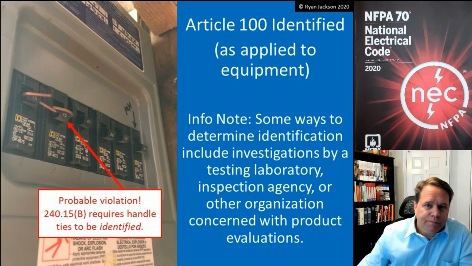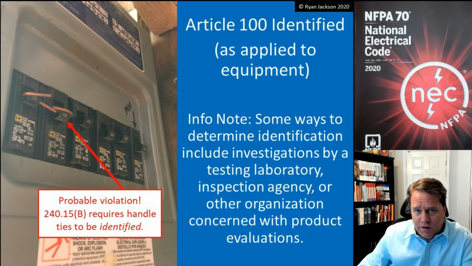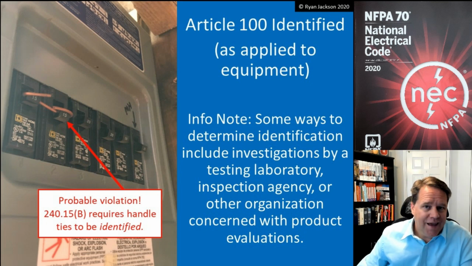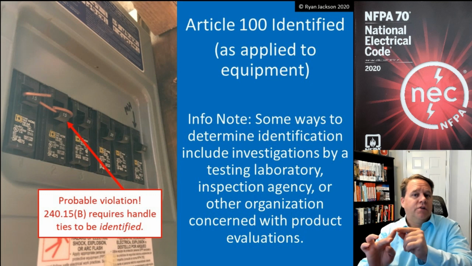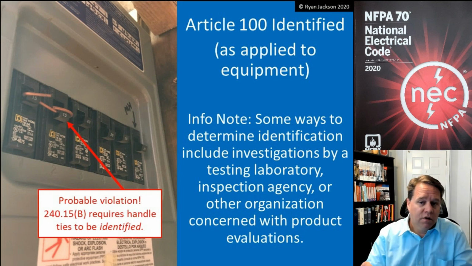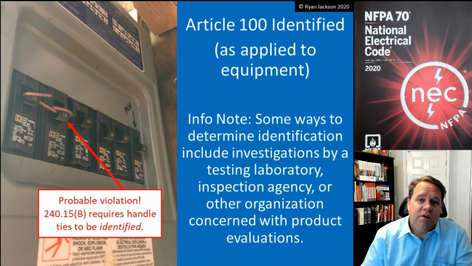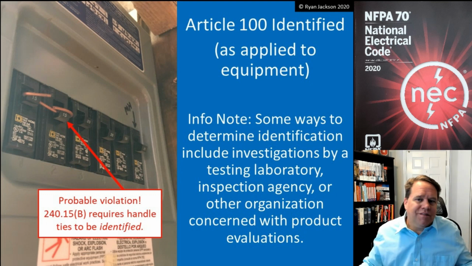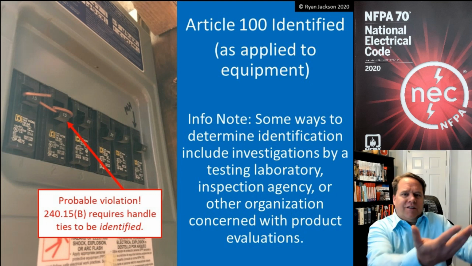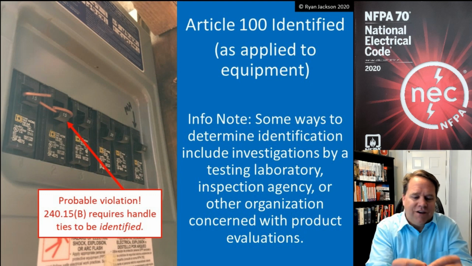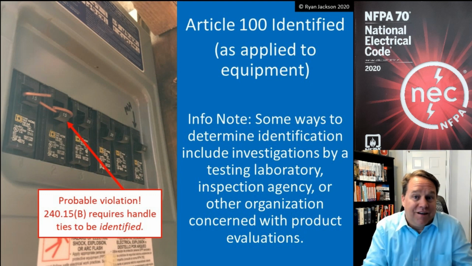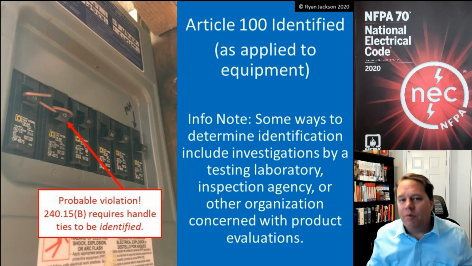Let me give you an example. 240.15 talks about circuit breaker handle ties, the little piece of plastic that might tie two single pole breakers together. Now, does that have to be a listed piece of plastic? No. I mean, what tests are you even going to run on a little piece of plastic? And is it necessary? Probably not.